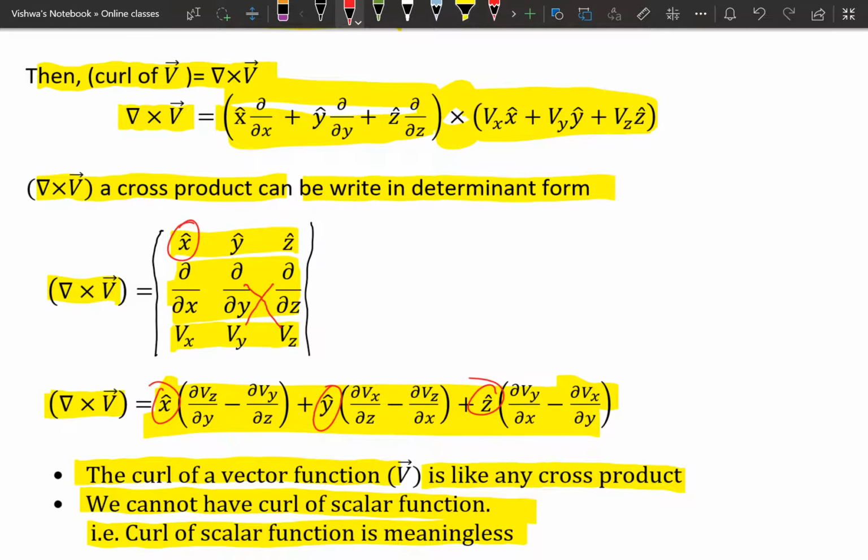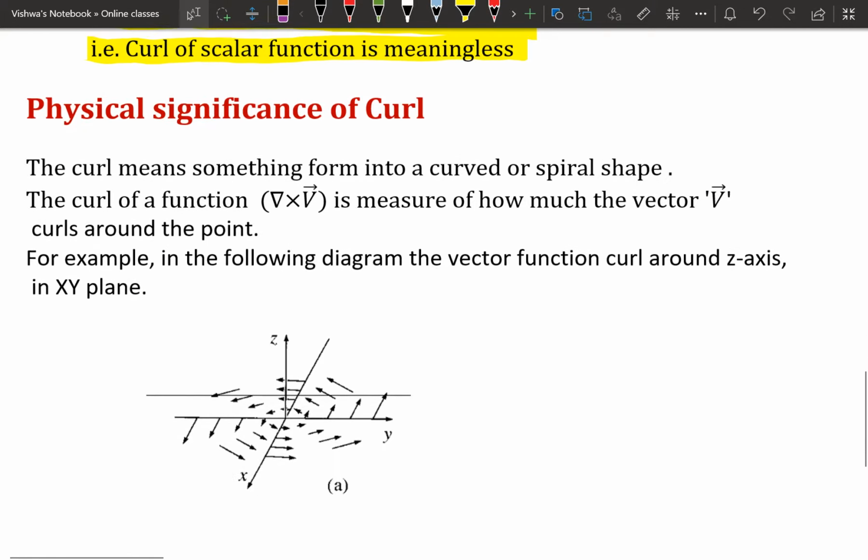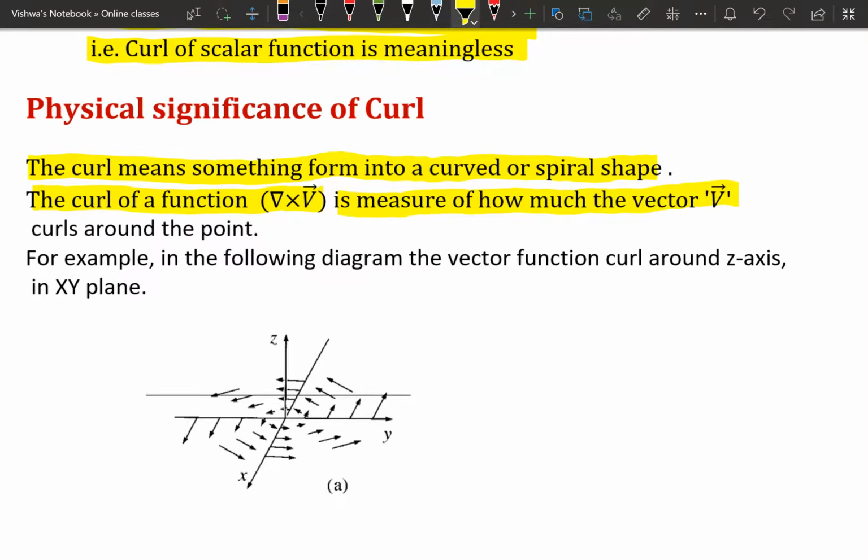Then what is the significance of finding the curl? The physical significance is mentioned here. The curl means something formed into a curved or spiral shape. The curl of a function del cross v represents a measure of how much the vector v curls around the point. For example, in the following diagram, the vector function curls around z-axis in xy planes.